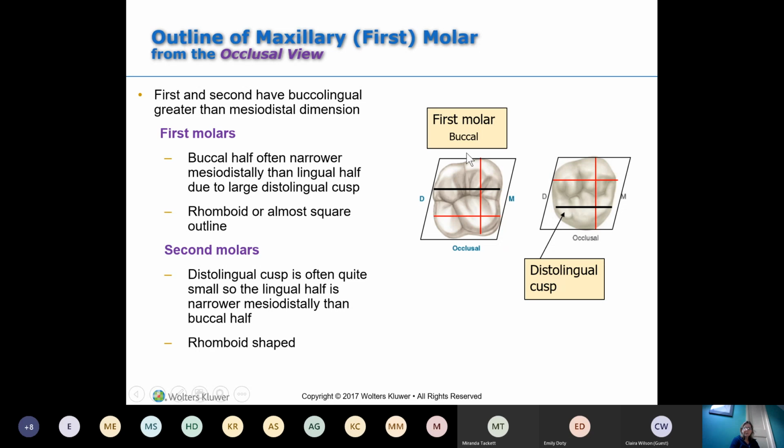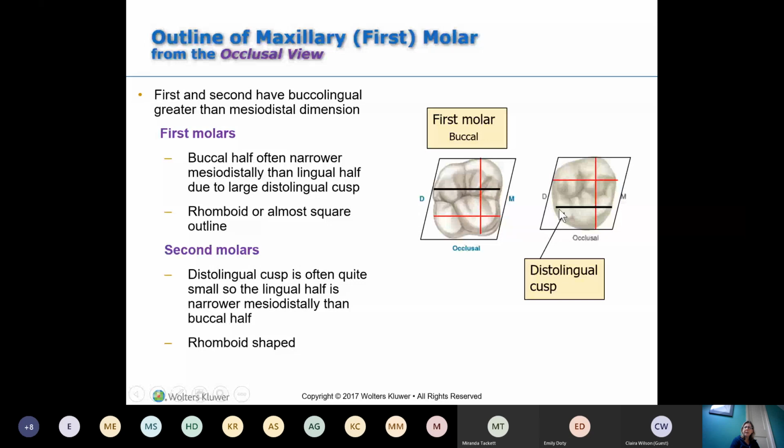So here we've got this. On your second molars, your distal lingual cusp is often quite small, so the lingual half is narrower than the buccal half. And I drew that, if you look at the buccal where the red line is and the black line, so this is considerably wider than this one. Where this one is pretty well evenly distributed. But this one, the buccal side, is considerably wider than the lingual side because of this itty-bitty cusp.